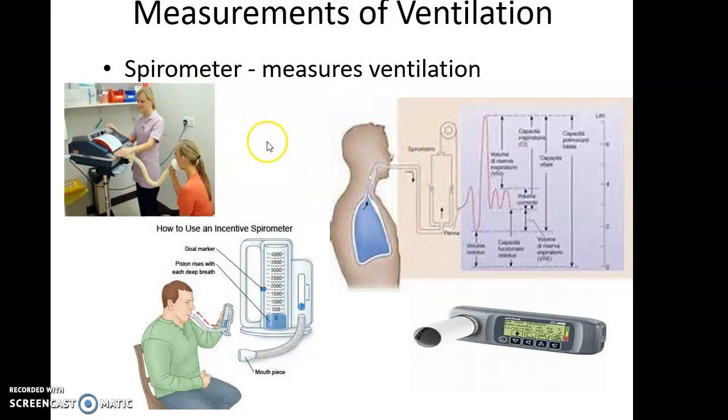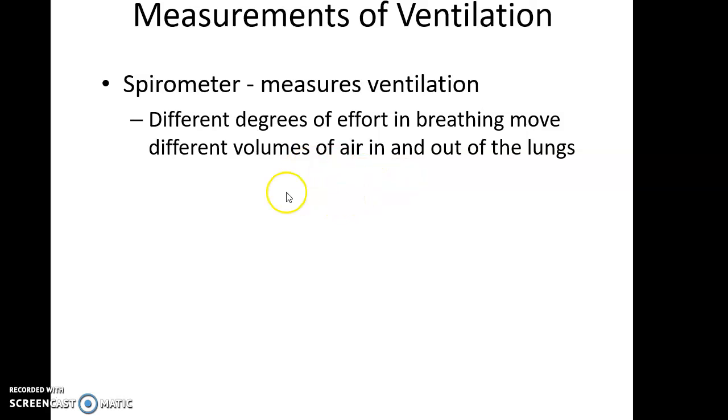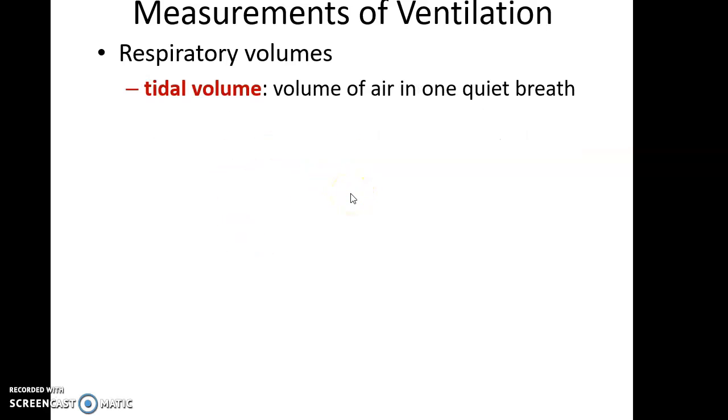There are devices called spirometers, both simple and complicated, that help to measure ventilation, measure the amount of air our lungs can contain. And basically, through different amounts of effort in breathing, we can move different amounts of air into and out of the lungs. And these all have been broken down into volumes.